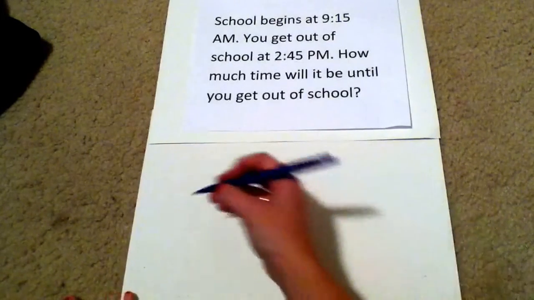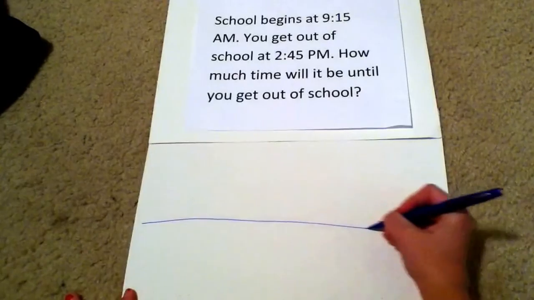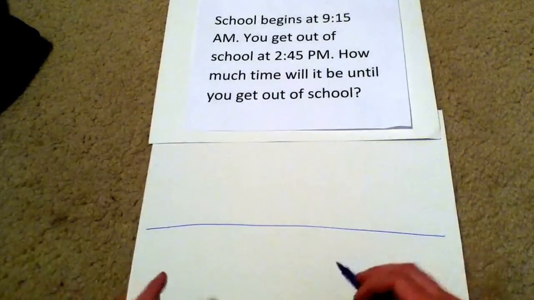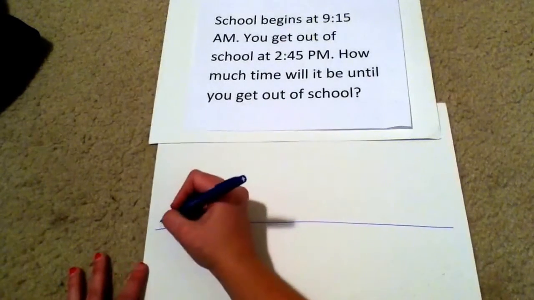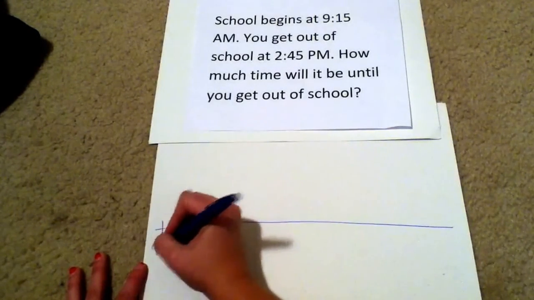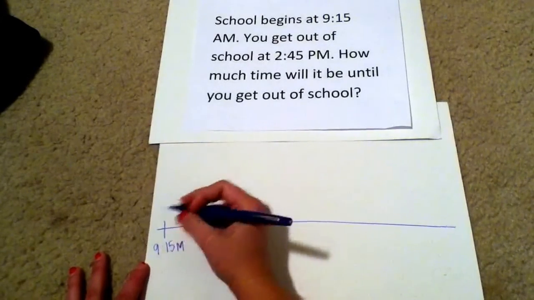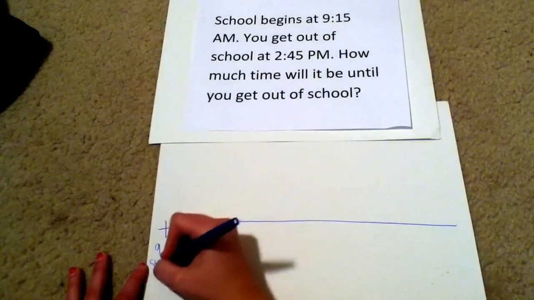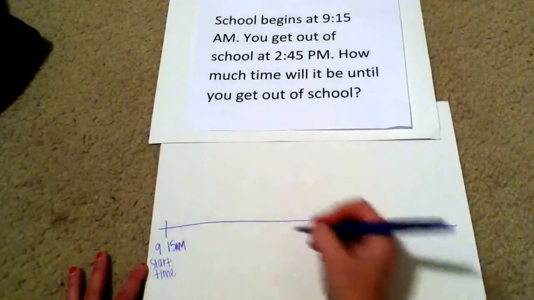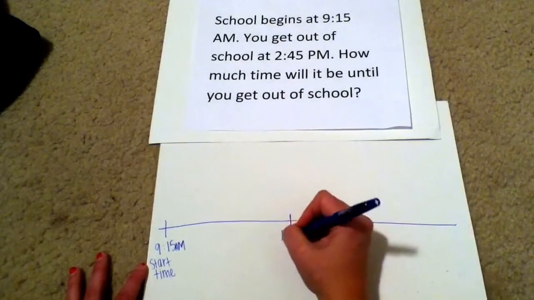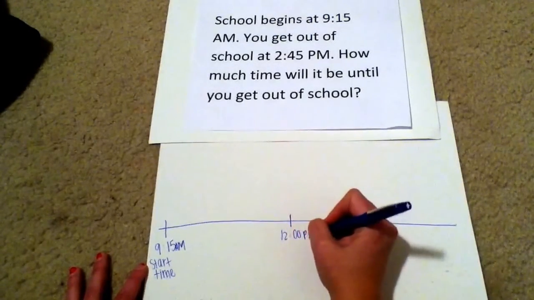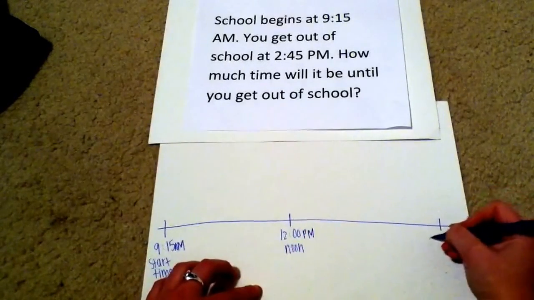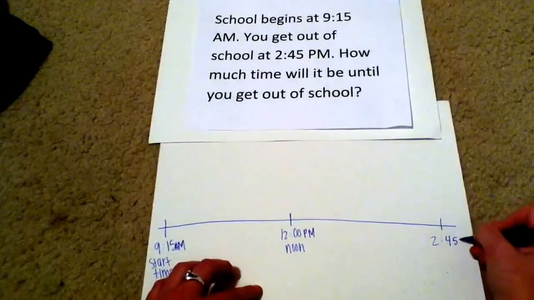So first, we're going to have to draw an empty timeline. And then we mark the start time, the end time, and noon. So we draw a line and then we label the start time, which is 9:15 a.m. Noon we'll put right here, and that's 12 p.m. And then our end time can go over here at the end, and our end time is 2:45 p.m.